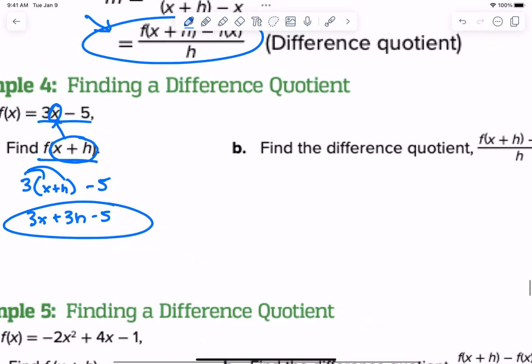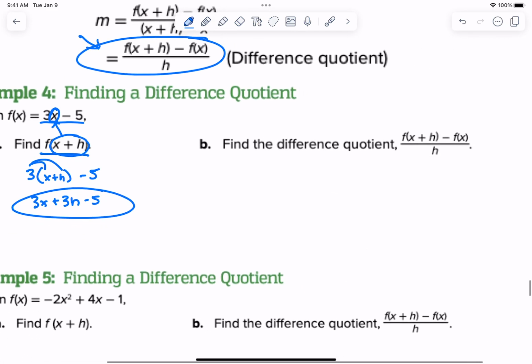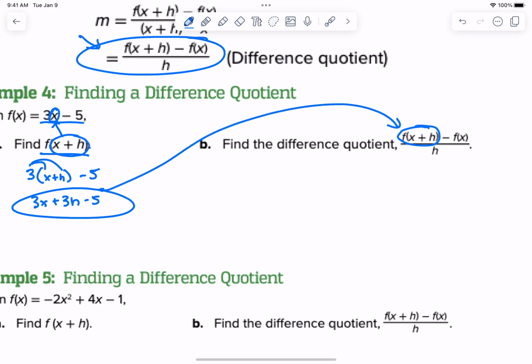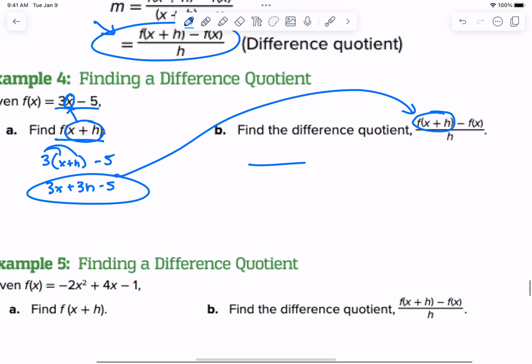Okay, the next thing says find the entire difference quotient. We have already done this part right here. Do you see that? F of x plus h? We just did that. That is this thing. So on the top, I have 3x plus 3h minus 5. That is done for us. We already did that in part A.